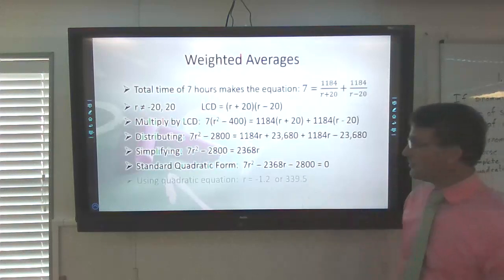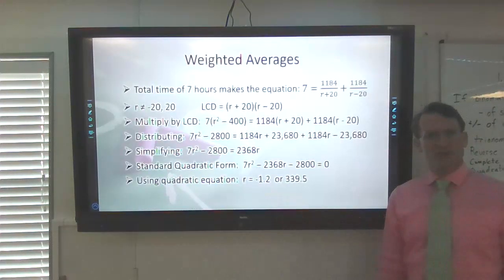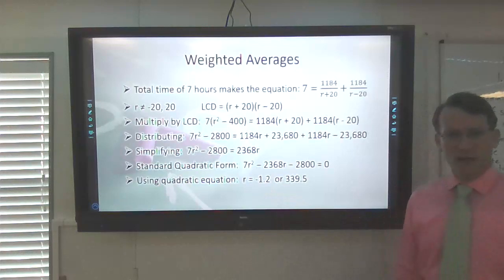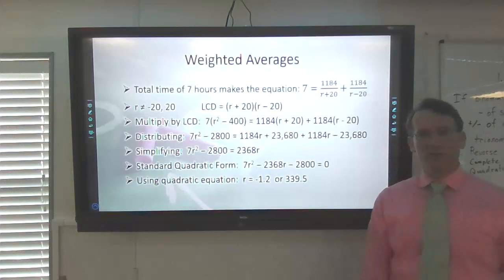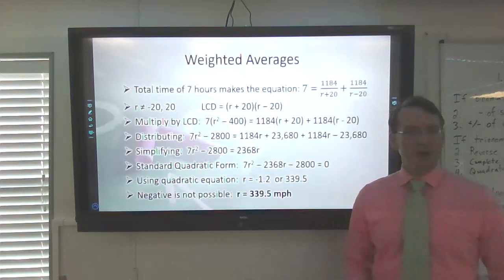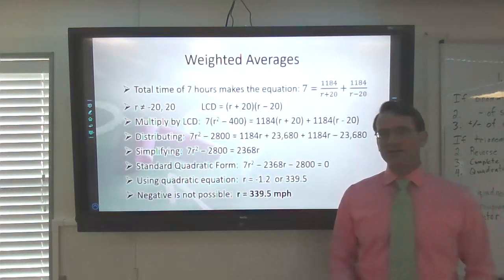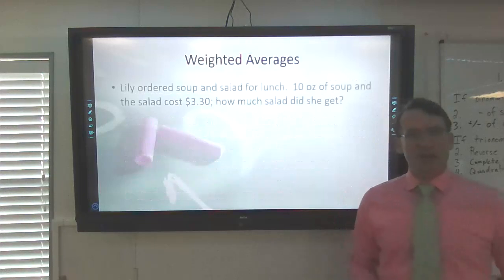When I used the quadratic equation, I got an r value of negative 1.2, which isn't feasible, since the plane would not be traveling at a negative speed. And then the other one was 339.5. So my final answer is 339.5 miles per hour is the plane speed in air without any wind. Try this next one.